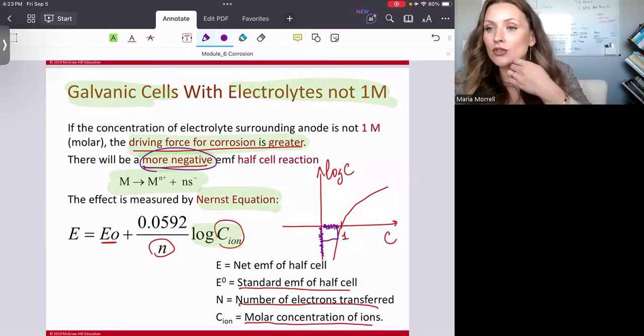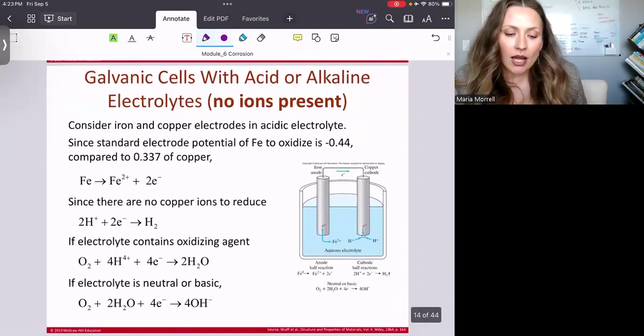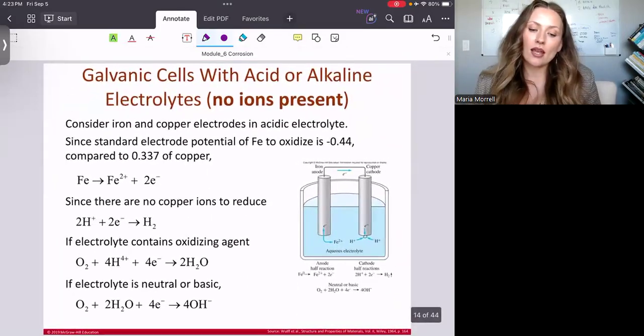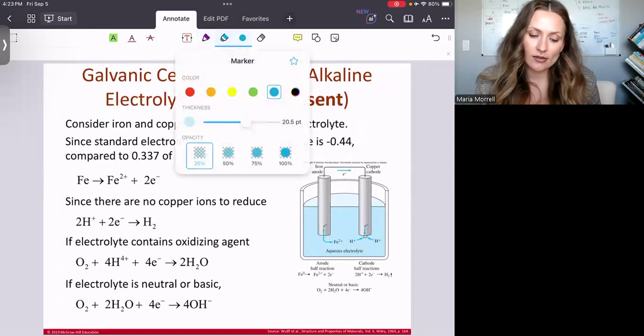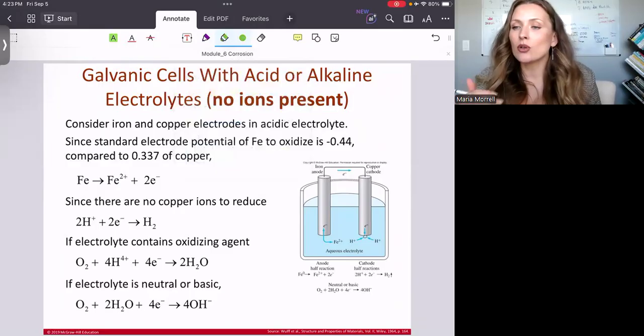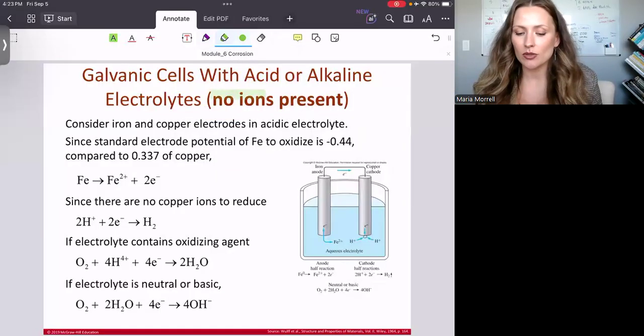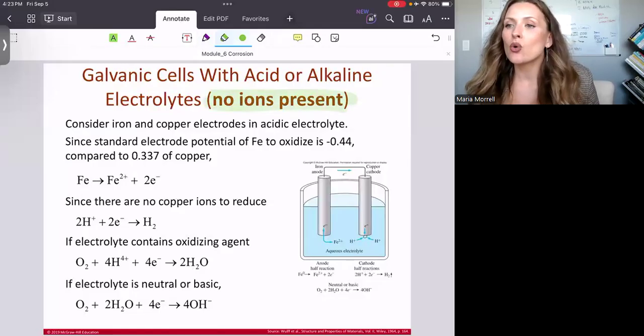And whenever I refer to the concentration here, I'm referring to the molar concentrations of iron in the electrolyte. Now, what happens if I have no ions? So far, we looked at all of the examples and we had ions present, the majority of the examples we looked at. What happens if there are no ions?